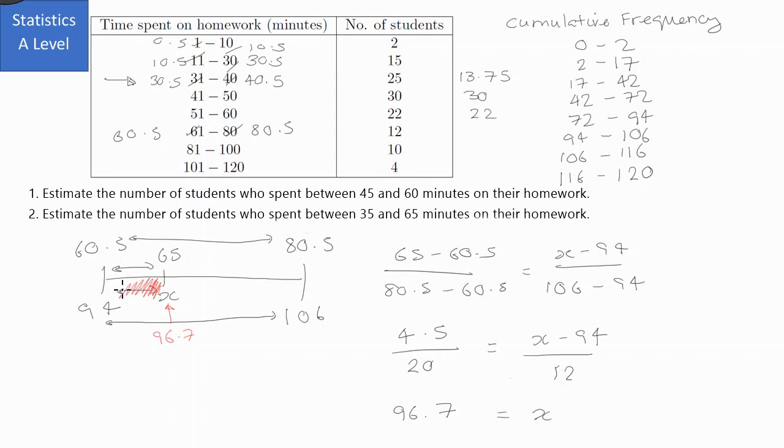So we want to work out this region here. So we need to do 96.7, take away 94, and that is just equal to 2.7. So up here we've only got 2.7 students from this group. So to work out how many are between 35 and 65, we add all these up, these four numbers, and our final answer should be 68.45 students.